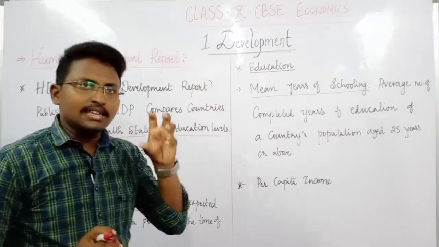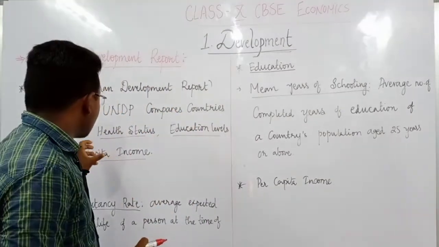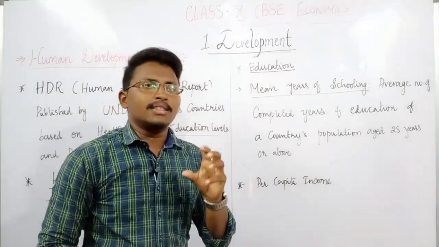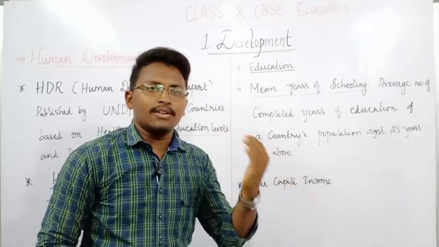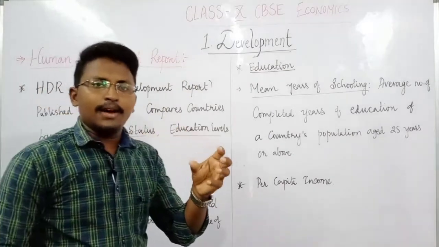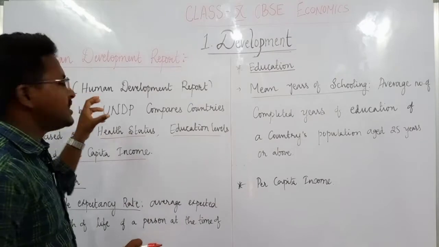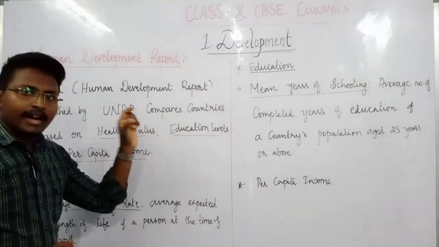So the basic things such as health and education, and it also compares based on per capita income, so that we can understand whether so and so country is well developed or less developed. So income is not the only criterion to compare these countries. Apart from income, the HDR compares the countries based on health status and education levels.